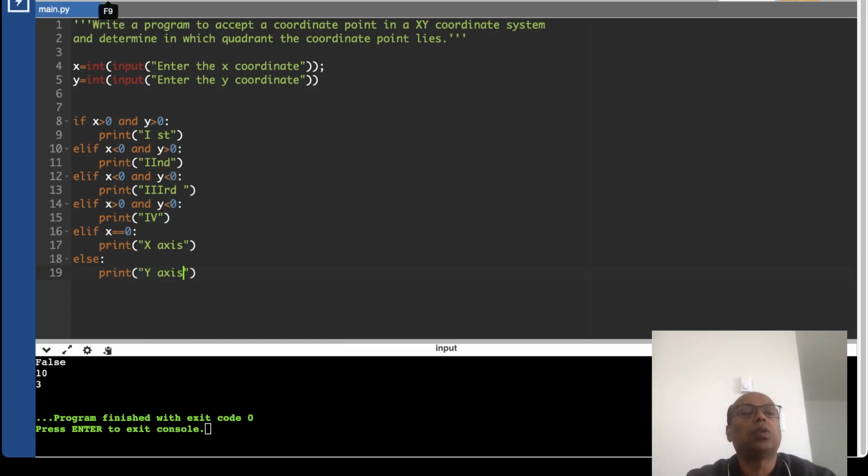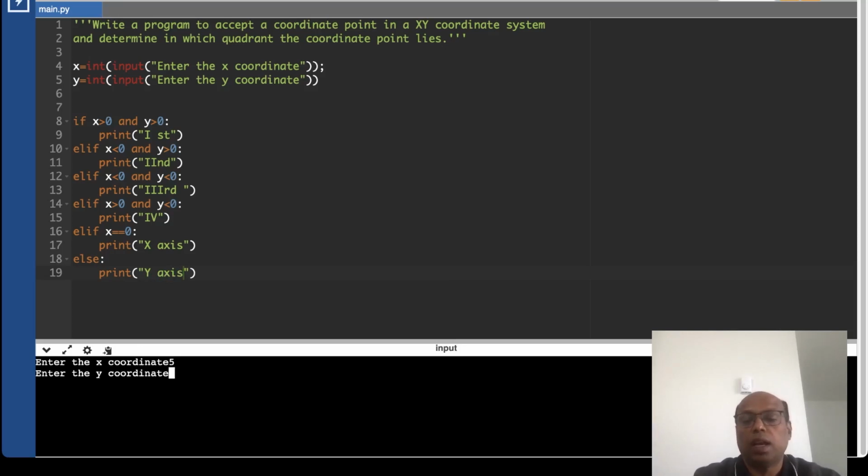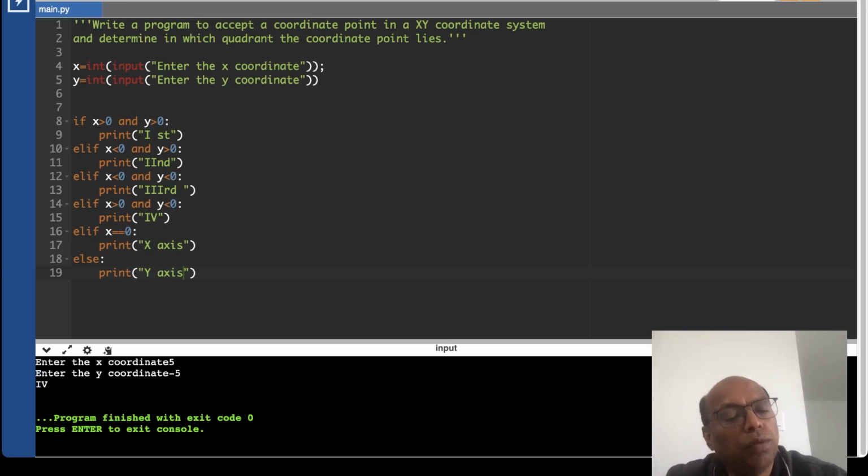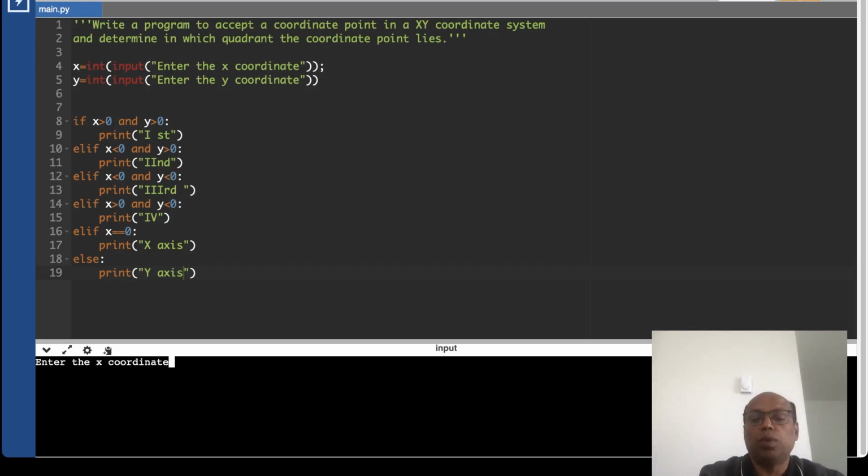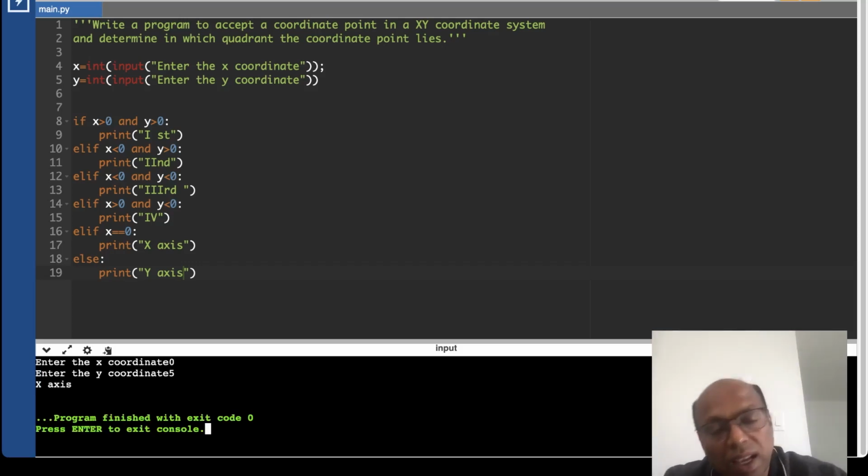Run the code. I'm going to enter the coordinate 5 and -5 and I got this output, it is lying in the fourth quadrant. If I put, let's say, one is 0, other one is 5, it's going to be the x-axis. Correct? Understood the concept? Why we use and? Or will be what? Any one of the conditions needs to be satisfied. Remember that and is both the conditions should be satisfied, or is any one of the conditions needs to be satisfied.